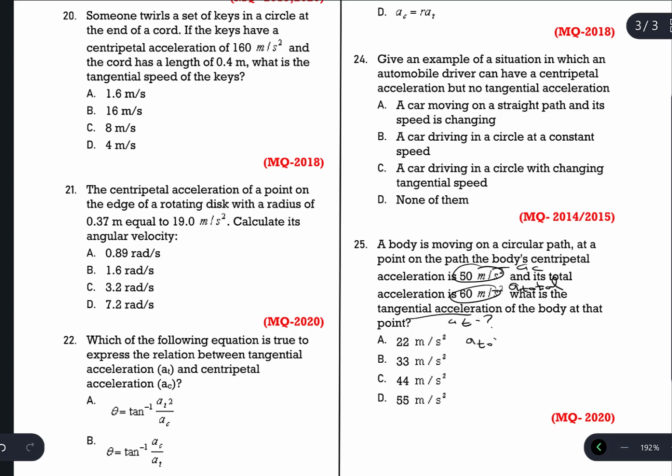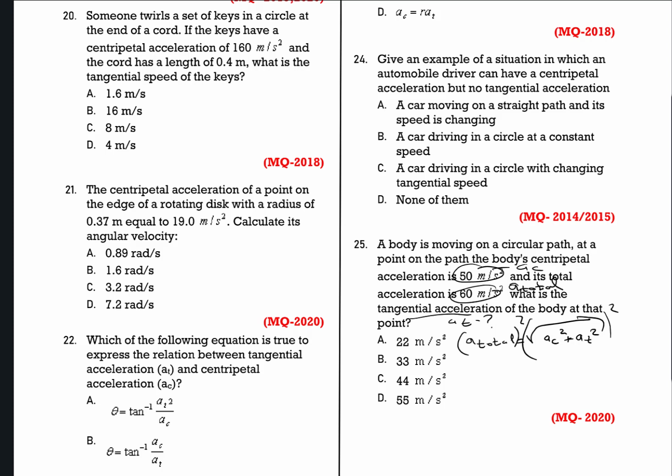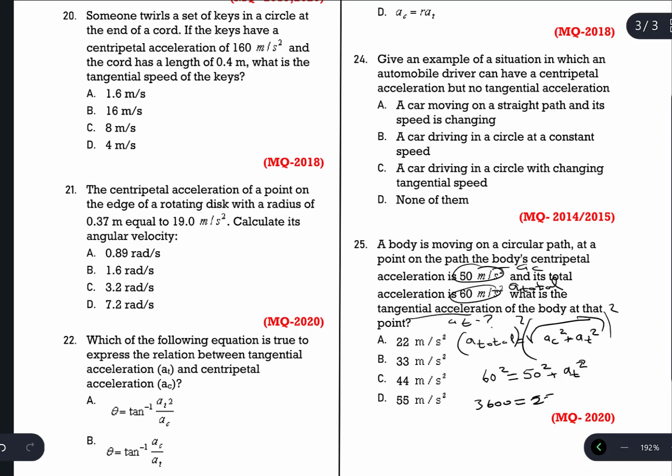I'm going to use the equation for A total. A total is equal to root of AC squared plus AT squared. To get rid of the root, we should square both sides of the equation. So you will get A total squared as AC squared plus AT squared. A total is given, which is 60, square of 60. Root is removed. AC is 50 squared plus AT squared. Square of 60 is 3600 equals square of 50 is 2500 plus AT squared.